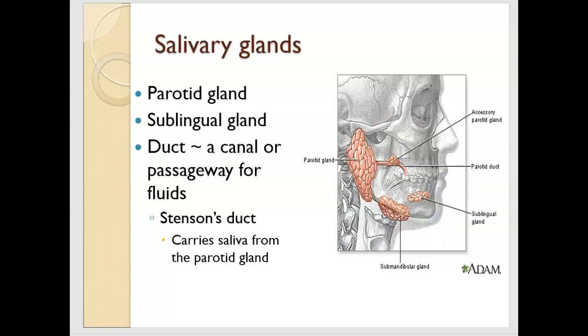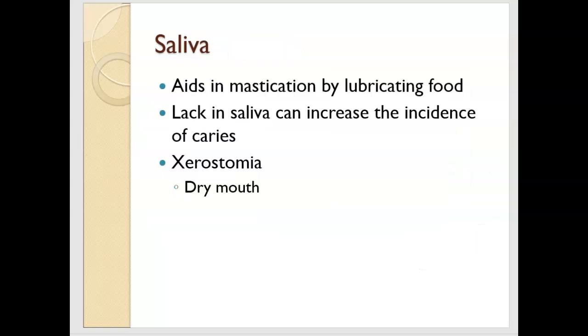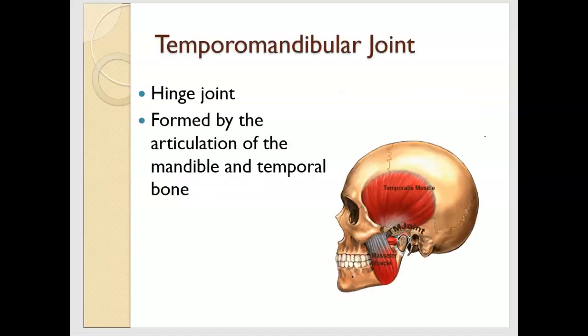The salivary glands, which we saw earlier, include the parotid gland, and the duct is a canal, the pathway of the fluid. Stensen's duct carries saliva from the parotid gland. Saliva aids in mastication and lubricates food. The lack of saliva increases the incidence of caries. Xerostomia refers to dry mouth.